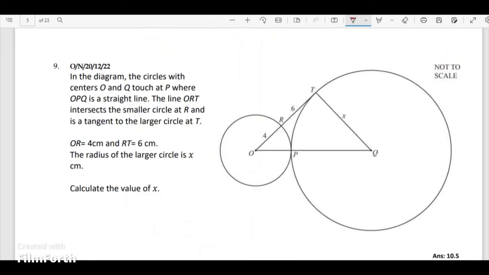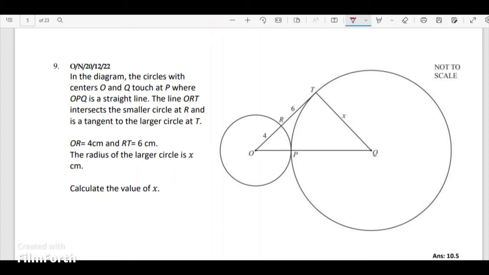Question number 9, in the diagram, the circles with center O and Q touch at P, where OPQ is a straight line. The line ORT intersects the smaller circle at R and is a tangent to the larger circle at T. OR equals 4 centimeter, RT equals 6 centimeter. The radius of the larger circle is X centimeter.